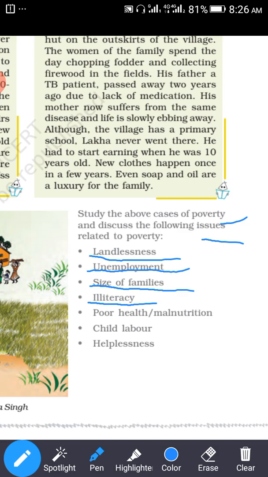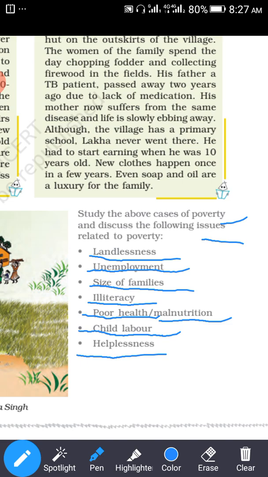illiteracy, and all these family members at a time are responsible for poor health because they are unable to fulfill their basic food items, not basic needs, basic food items. So obviously health is poor. And then the children of these families will be involved in daily wage work as child labor. And the last one is helplessness. Helplessness is related to every category, not only poor people, sometimes also to the women category.